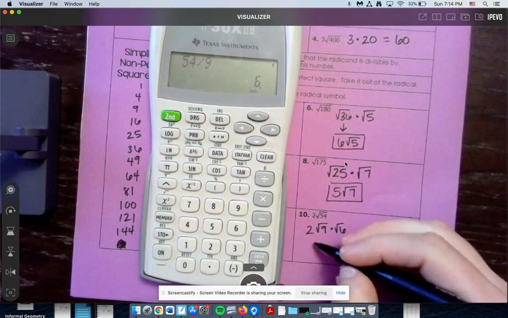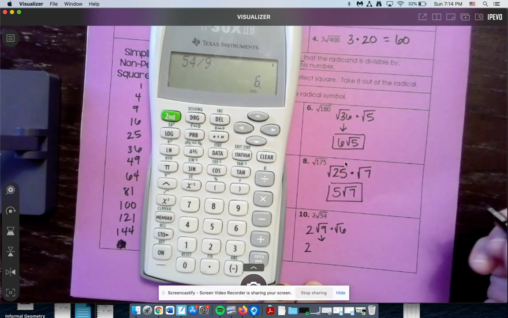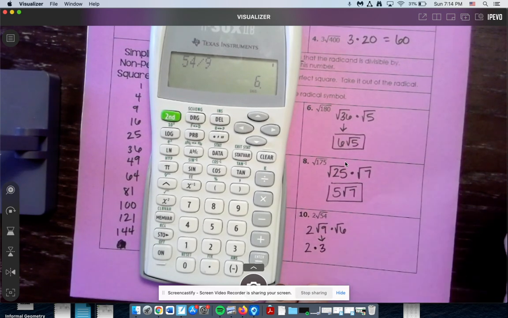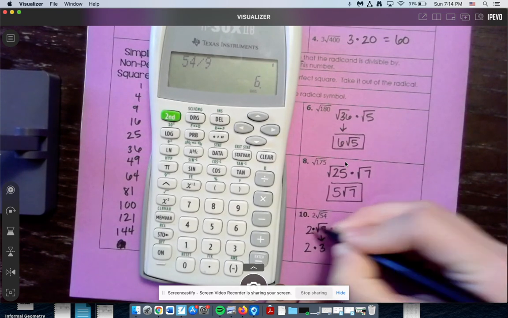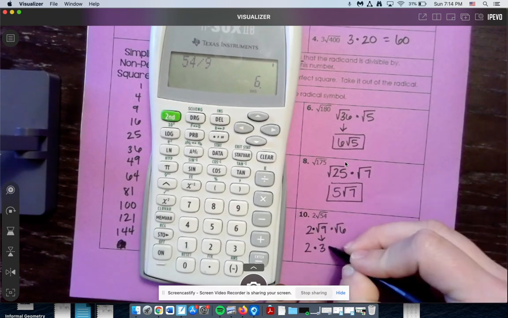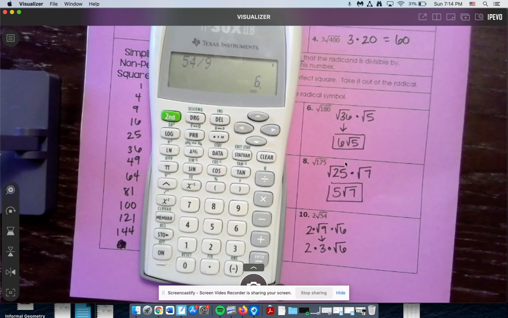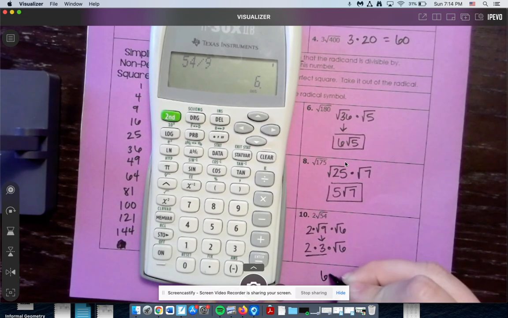Again, we can't do anything with that 2, so we're going to drop it down. The square root of 9 is 3, so we're going to put a multiplication sign between the 2 and the 3 because that's what this really means. And we don't know what the square root of 6 is. It's a decimal, it's not a perfect square. Now to finish this problem off, we just multiply. 2 times 3 is 6. So our final answer would be 6 root 6.